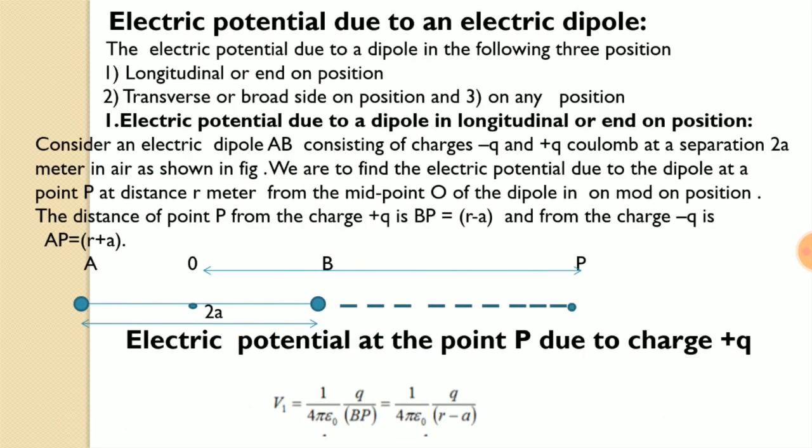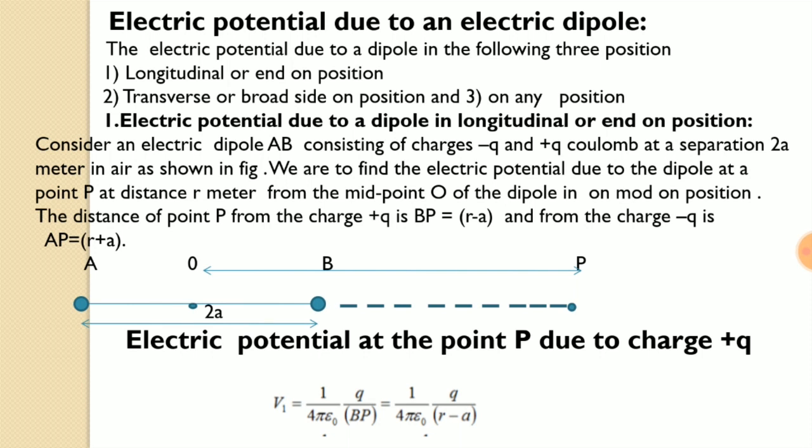Now, electric potential due to an electric dipole. This is our third topic. So, the electric potential due to a dipole in the following three positions: first longitudinal, second transverse, and third on any position. First, electric potential due to a dipole in longitudinal or end-on position. Here we have to find the electric potential on the axial position or longitudinal position.